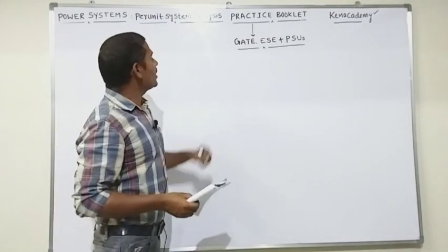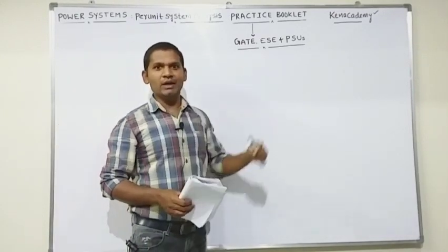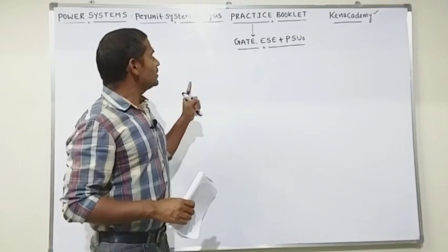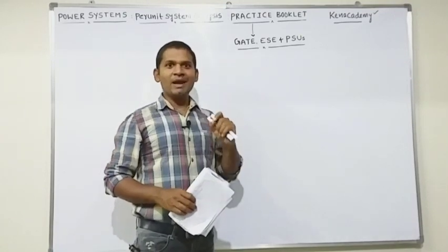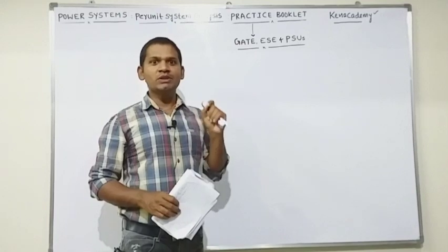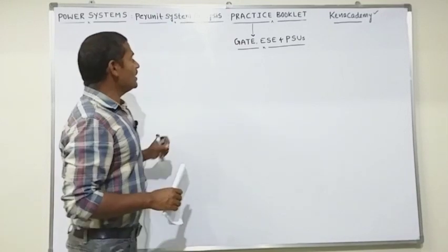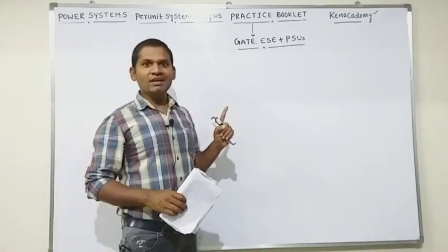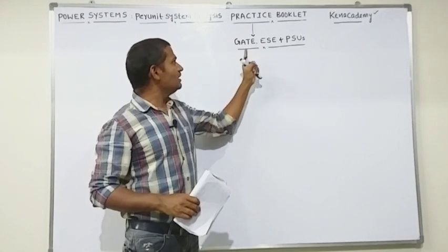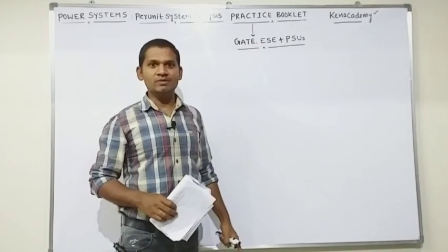Continuation of current system analysis. I am explaining the practice booklet. In the last lecture 7 and lecture 8, I gave practice questions from question number 1 to question number 15. Now in this lecture, I want to explain detailed solutions for previous GATE, ESE and PSU questions.